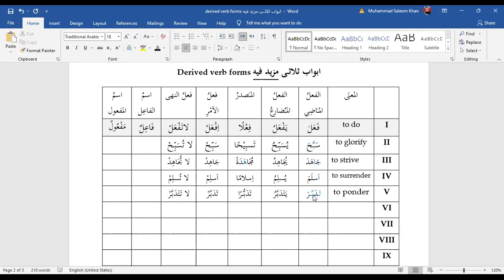Similarly, we have ta'allama, yata'allamu, ta'alluman. Ta'allam means to learn, okay? And we know learning also requires some effort as well. We cannot sleep at night and when we wake up, we become an alim or sheikh, or we know Arabic. No, we have to put in extra effort. So that's why it is ta'allama yata'allamu.